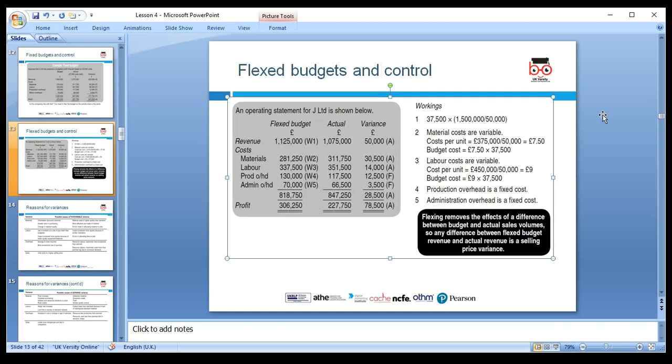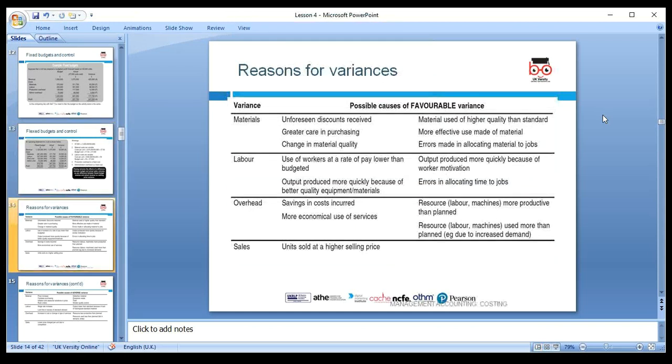Okay guys, so that's what we need to look at. We'll see it in this way. Overall, we have an adverse variance; our profit went down. Then we can look at the reasons for the variance. It is always good, as management accountants, that managers identify the reason for the variance.